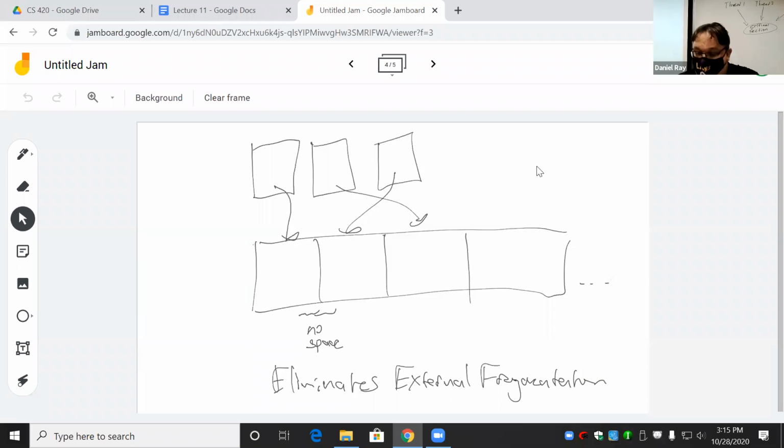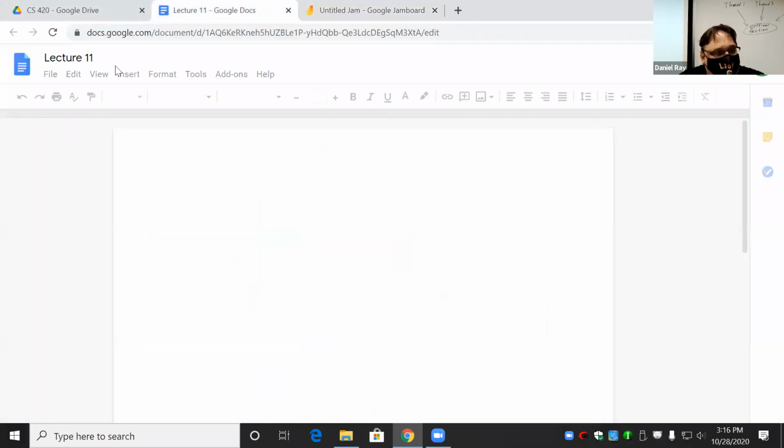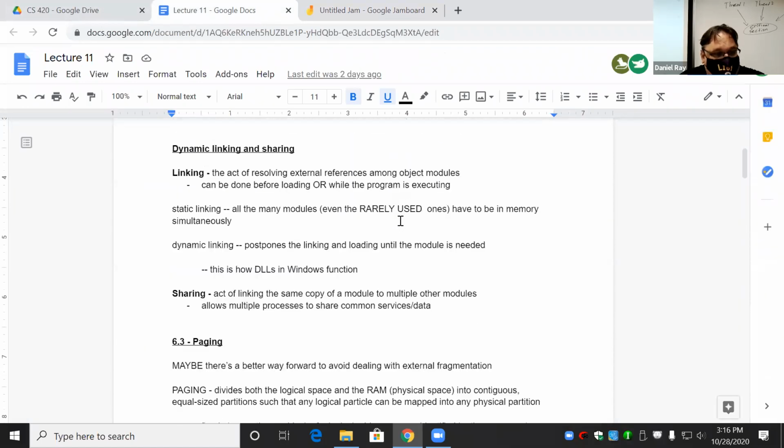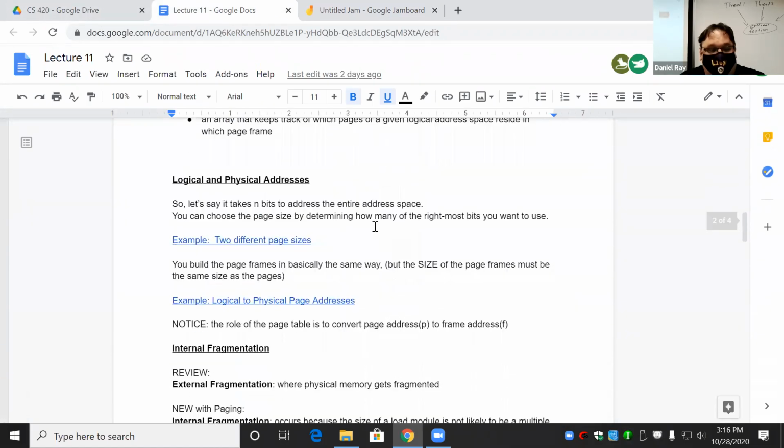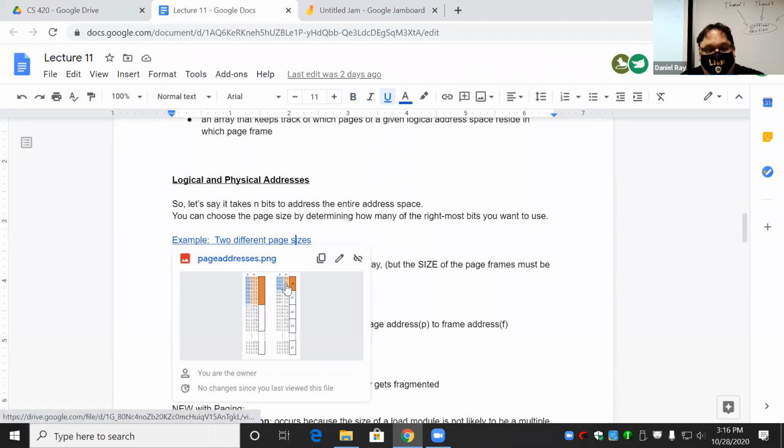Okay, so how do we do this? How do I divide things up into pages and page frames? For this lecture, I've stolen several diagrams directly from Zybooks because I think they do a good job.